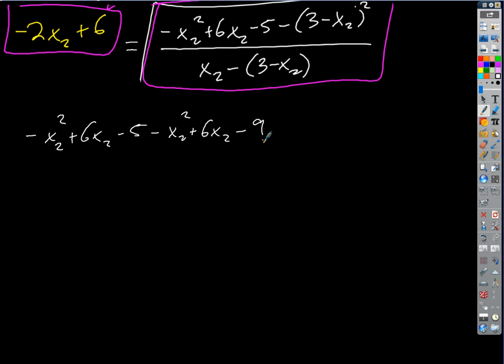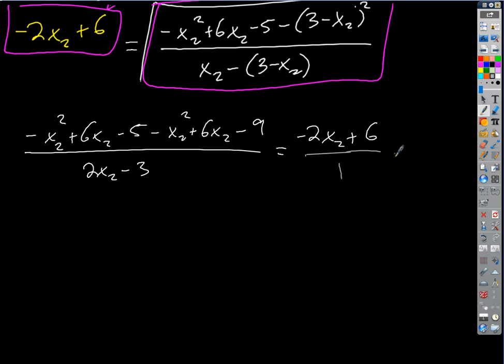Yeah. Okay, good. Okay, all divided by 2x sub 2 minus 3. If I distribute the negative and add like terms, everybody agree? Equals negative 2x sub 2 plus 6. Number 1, maybe you want to write it that way. So what can I do to solve this now?